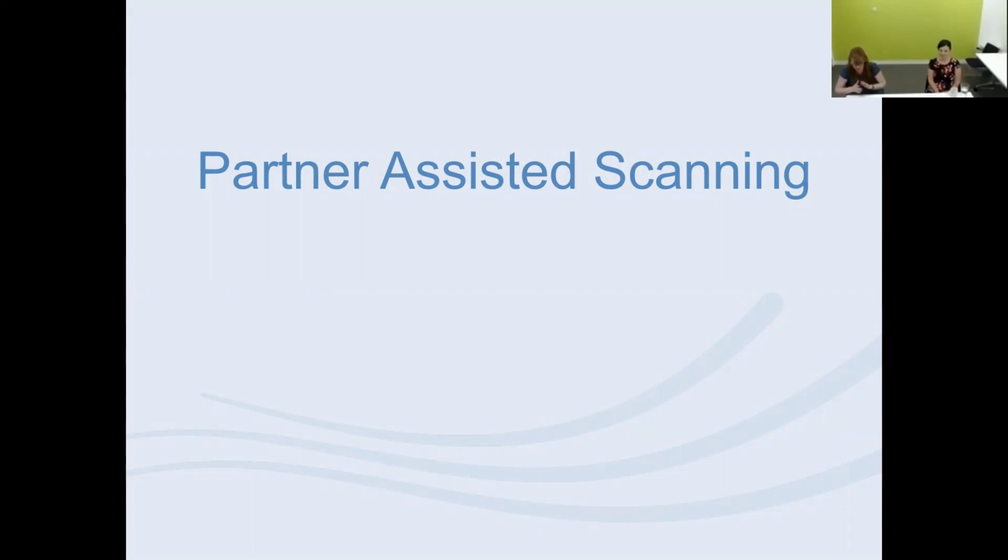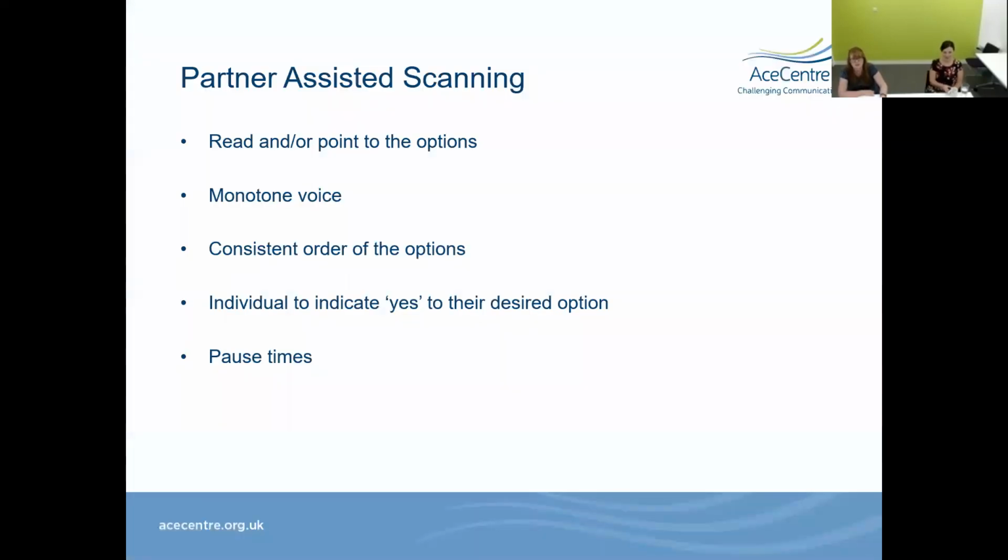Okay, now to tell you about another access method that we call partner assisted scanning. So the principle of this is that the communication partner would read aloud or point to options on a chart. That might be reading through the alphabet, A, B, C, D, or it might be reading aloud phrases within a phrase book.